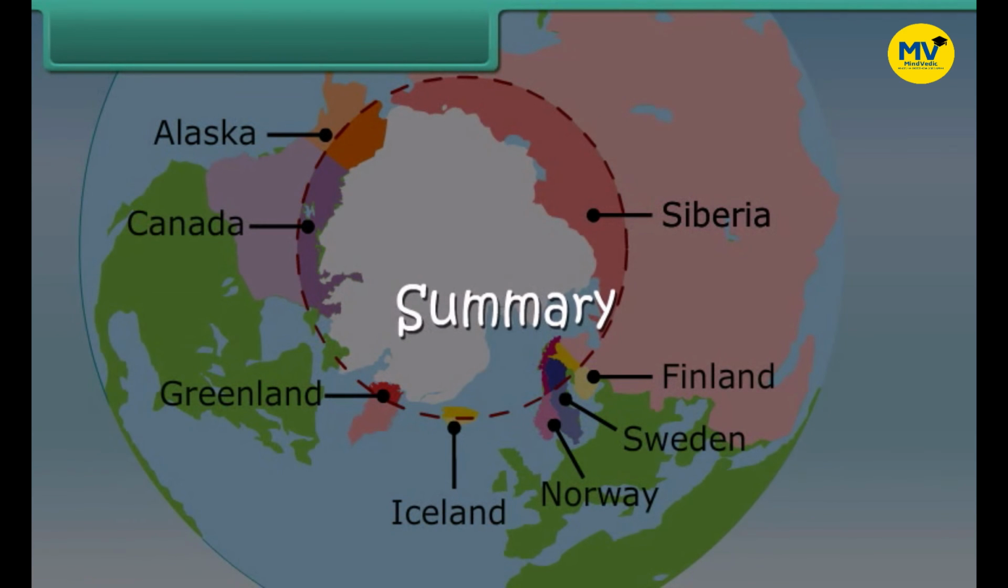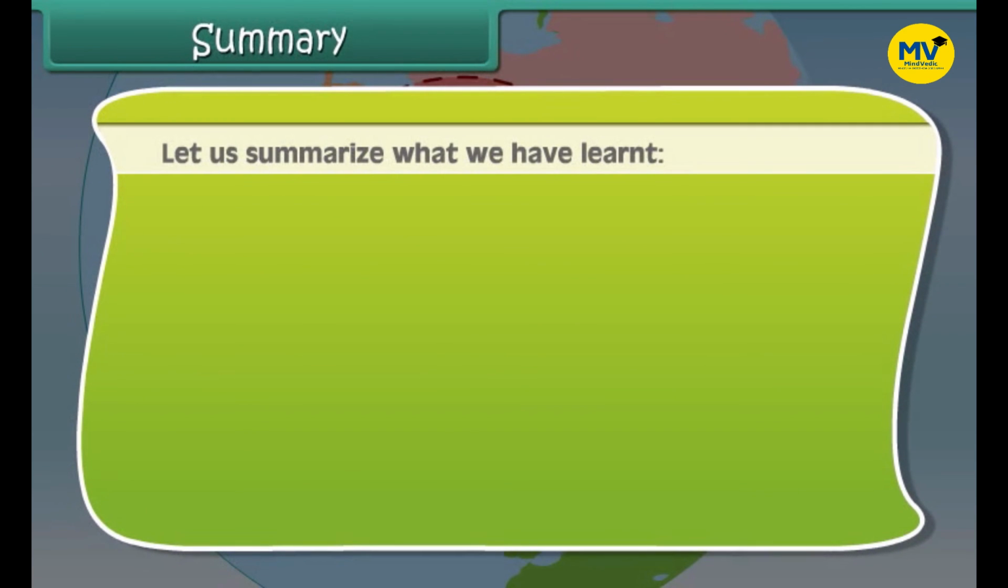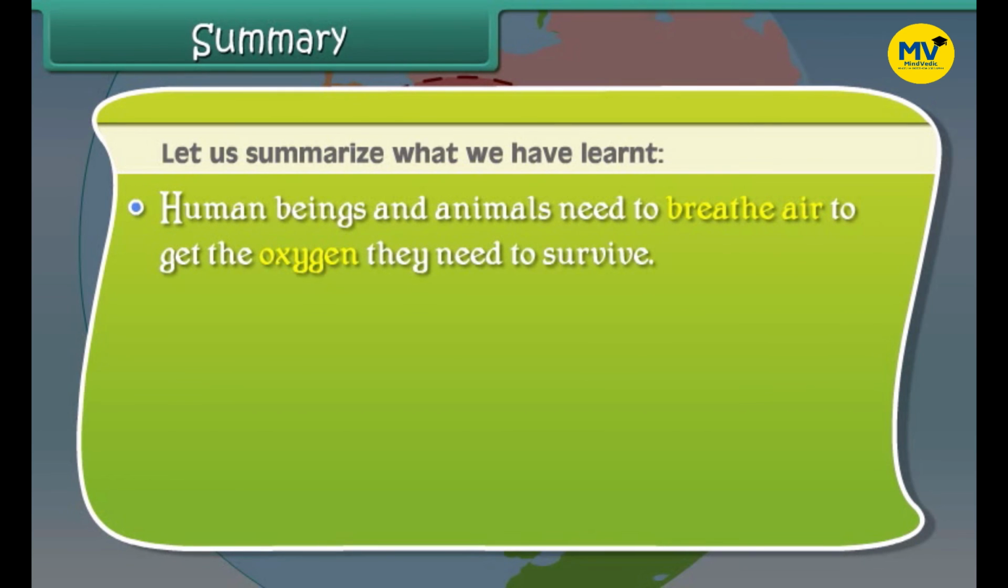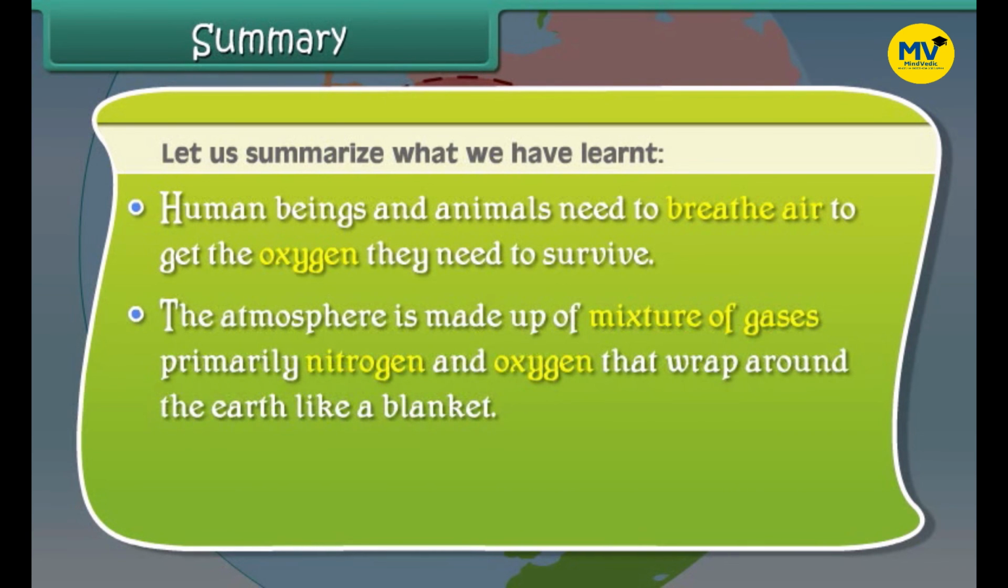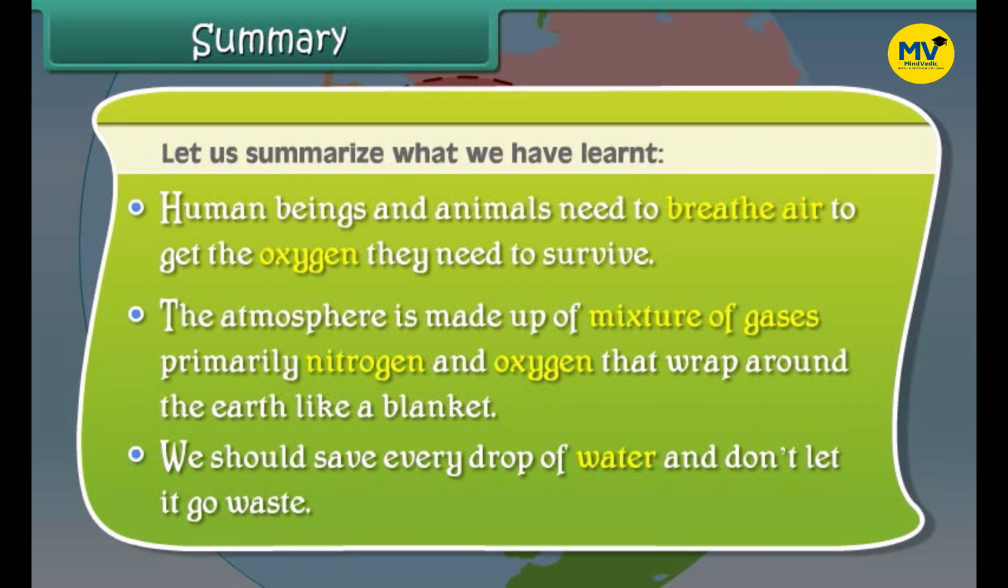Summary. Let us summarize what we have learned. Human beings and animals need to breathe air to get the oxygen they need to survive. The atmosphere is made up of mixture of gases, primarily nitrogen and oxygen, that wrap around the earth like a blanket. We should save every drop of water and don't let it go waste.